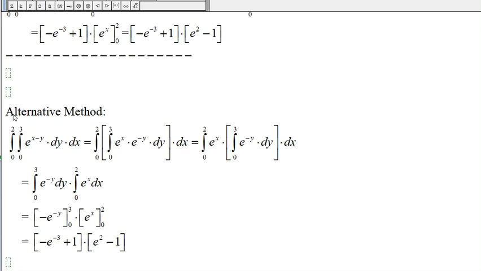Again, we can only use this alternative method for some functions. And so for other functions, we cannot use this alternative method, just for some functions.